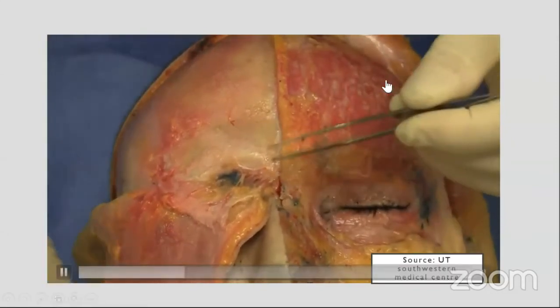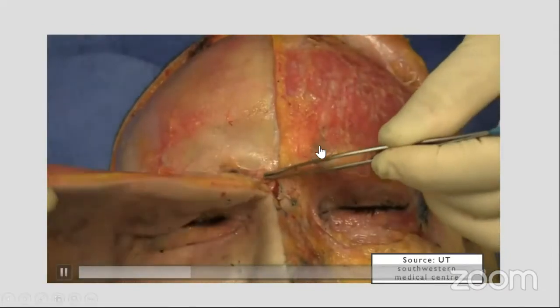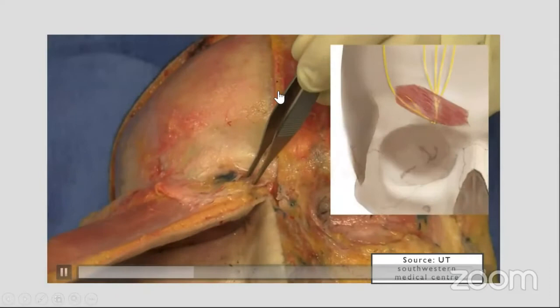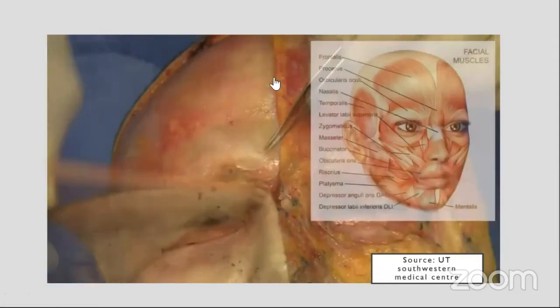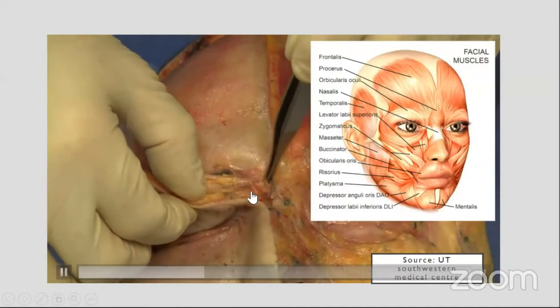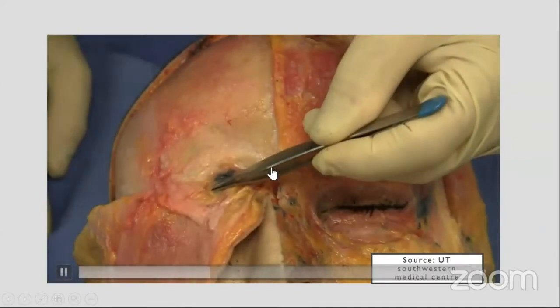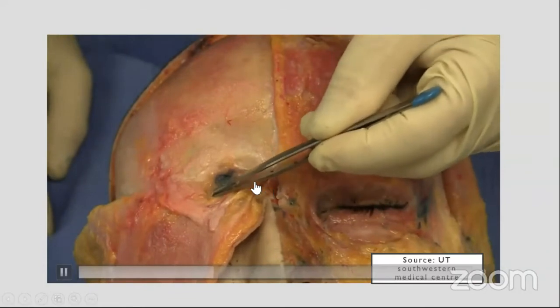Secondly, when you're injecting neuromuscular agents in the forehead area, inject 2 centimeters above the supraorbital rim and stay superficial. Injecting deep in the corrugator muscle, as shown here, can lead to brow ptosis. And the procerus muscle runs vertically. That should be taken care of.